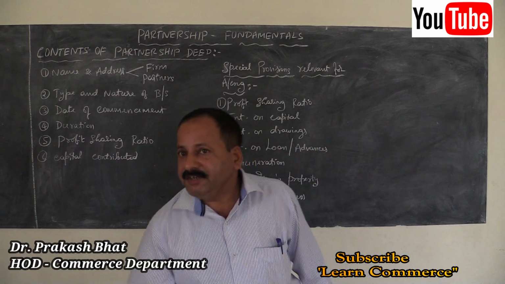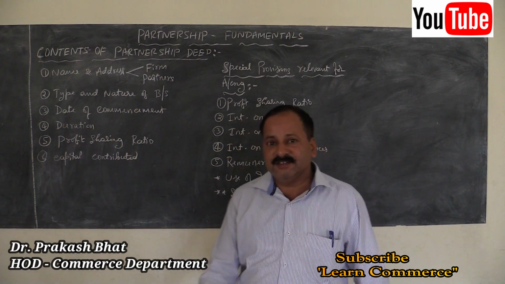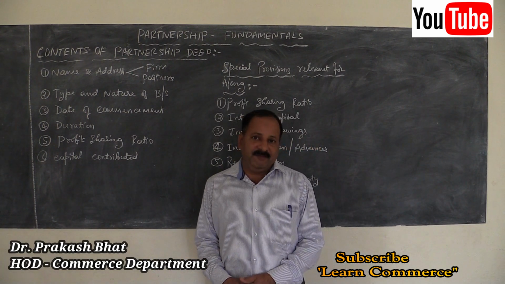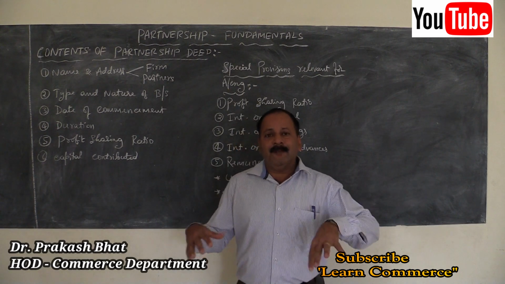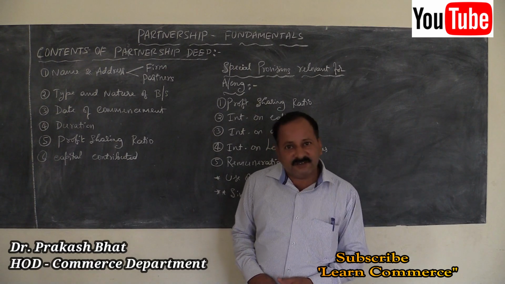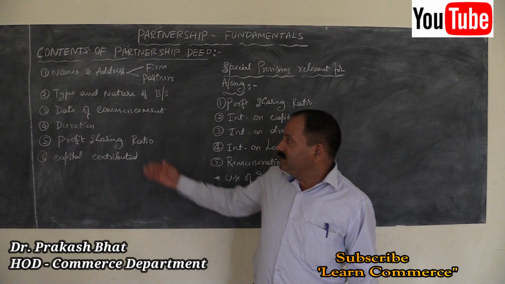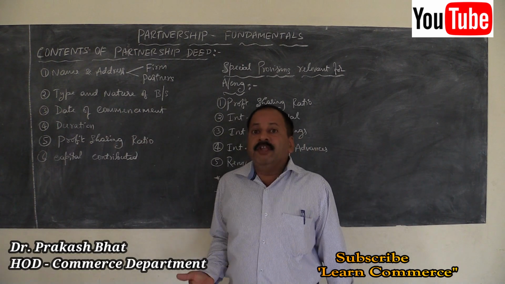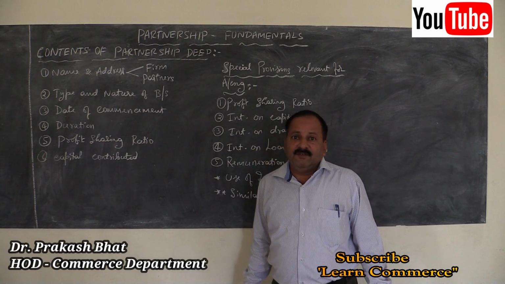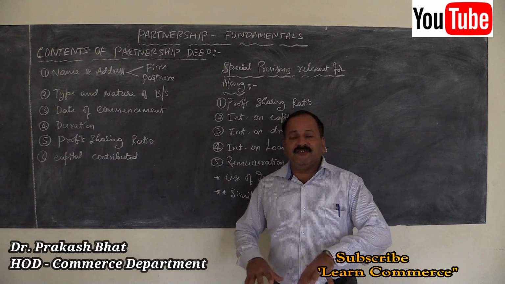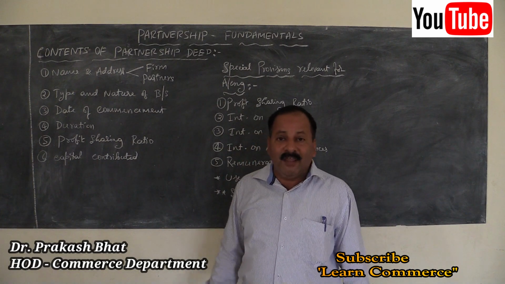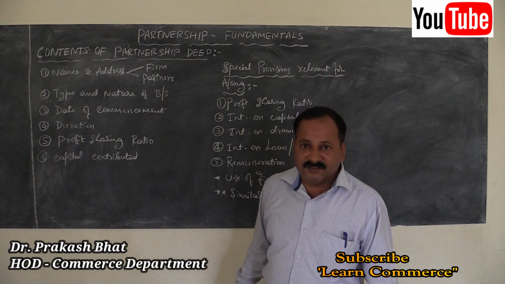Second content is type and nature of business. Type of business means what type of business they are going to start or they are running, like A, B and C, three partners join together to start a hotel business, restaurant business, or any other business for that matter. What they are going to do should be mentioned. Nature of business means the very nature of business should be mentioned very clearly, and date of commencement of business, when they are going to start the partnership business.